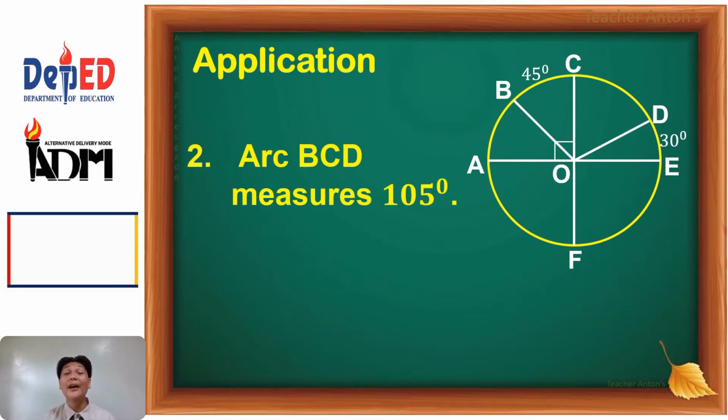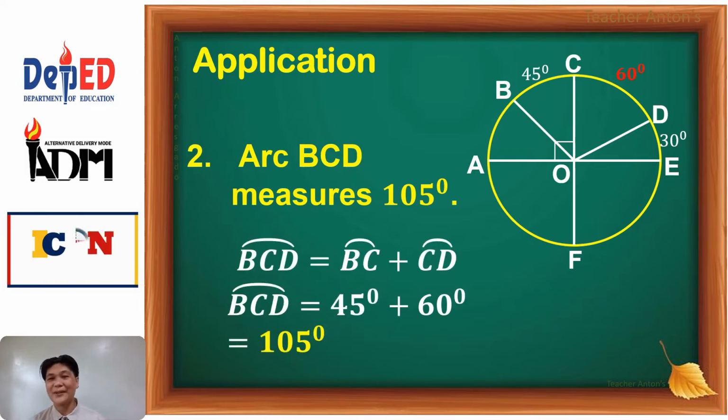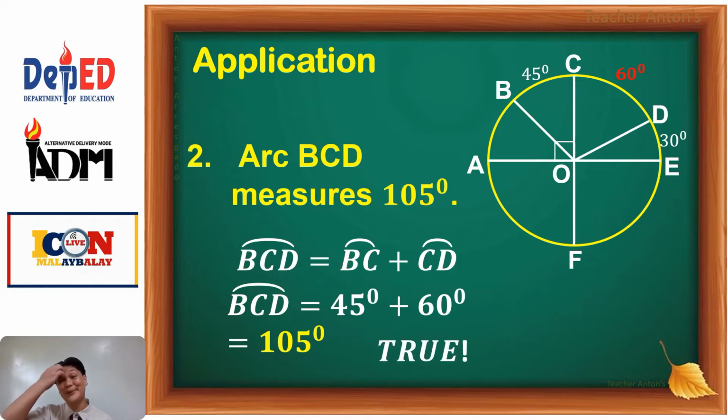Number 2, arc BCD measures 105 degrees. By looking at the figure, we have solved earlier for number 1 the measure of the arc CD. And now, by looking at the figure, BCD is simply arc BC plus arc CD, which is 105 degrees. Which means our statement number 2 is true.